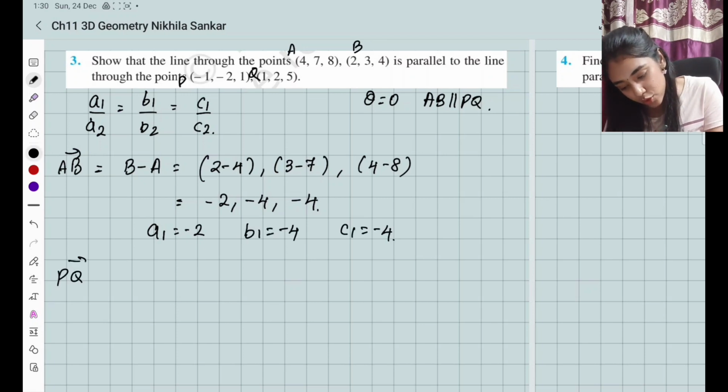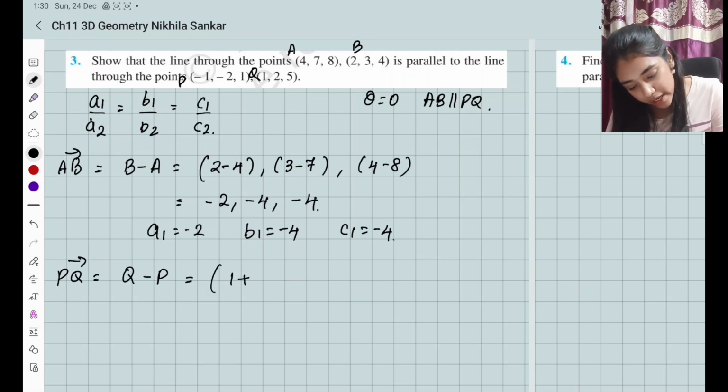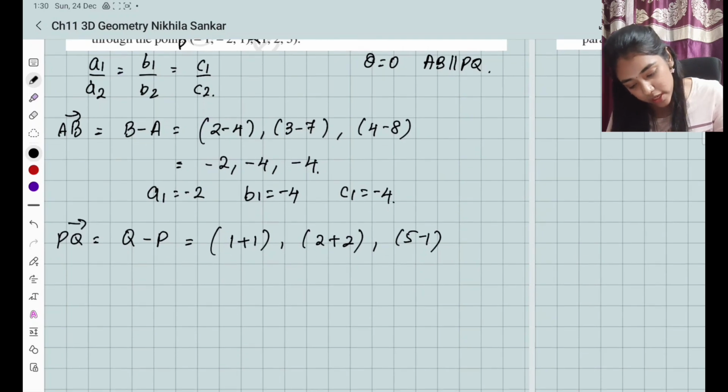அதே மாதிரி PQ க்கு இல்லையா? So I can write this as Q minus P. I'll write the coordinates directly. So 1 minus of minus 1 plus 1, 2 minus of minus 2, which is plus 2, 5 minus 1. This is going to be 2, 4, 4.